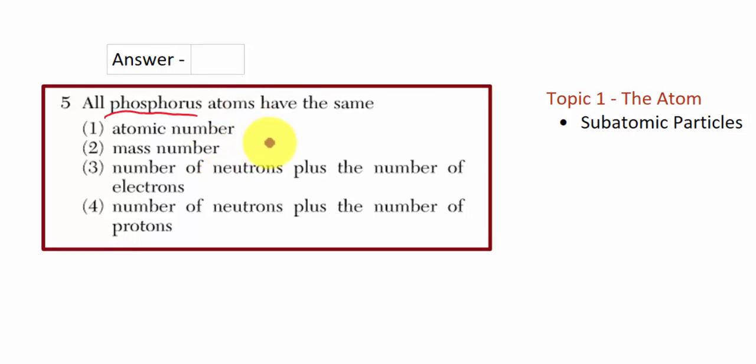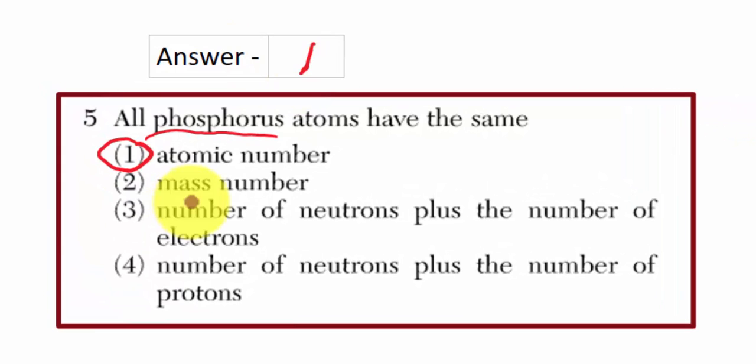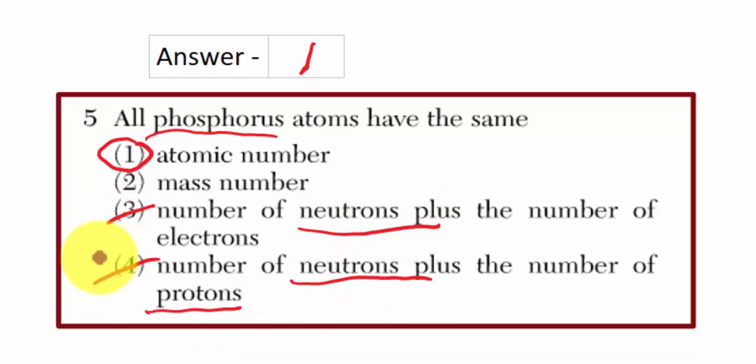And since the number of protons is, in fact, equal to the atomic number, the answer to this question is going to be 1. Mass number can vary because we can alter the number of neutrons in the nucleus. The number of neutrons plus the number of electrons, well, of course, if you're altering the number of neutrons, you're going to be altering the sum of neutrons and electrons together. And of course, the same can be said of the sum of neutrons and protons together. Since we can change the number of neutrons, answers 3 and 4 make no sense.